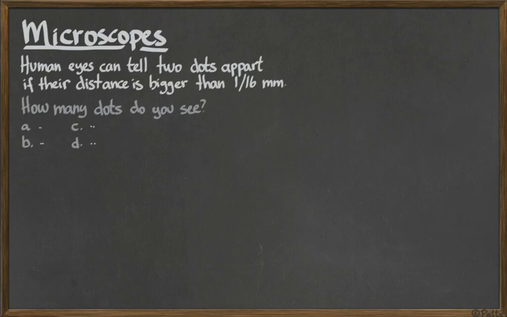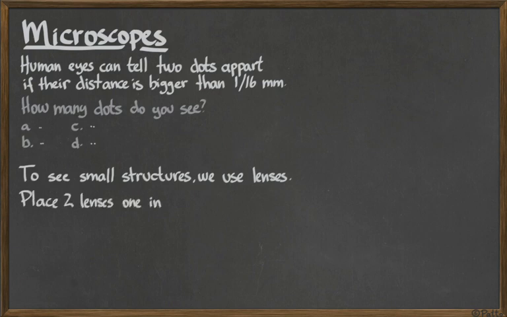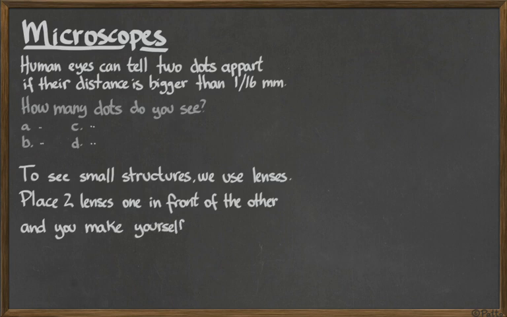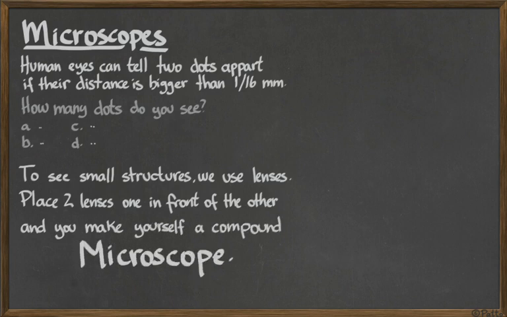So if you want to be able to see things that are very, very close together, so things that are very, very small, we need to magnify the image. We need to make the image bigger. For that, we're going to be using lenses. If you place two lenses, one in front of the other, and you adjust the focus distance, then you can make yourself a compound microscope.